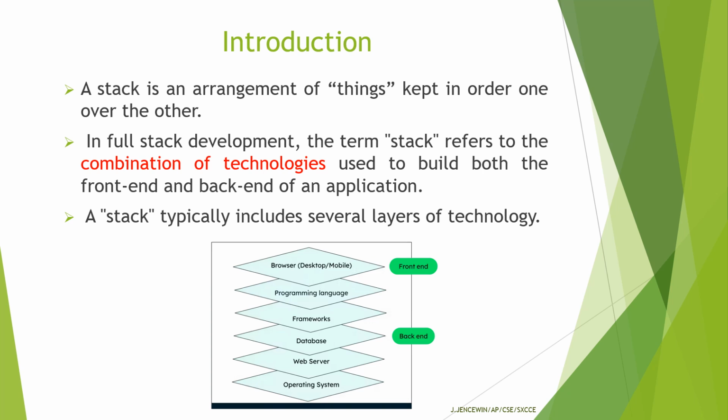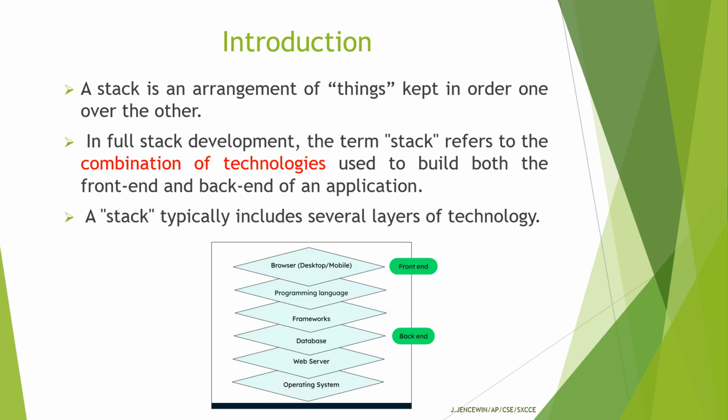So, this is one example of a stack. Normally the full stack consists of these layers. The first one is the browser, whether we are using a desktop browser or mobile apps. The second one is the programming language in which we are going to implement the front end and back end. And the third one, framework. If you are using any framework, that is also included in the stack. Otherwise, we can also develop using the raw programming language.